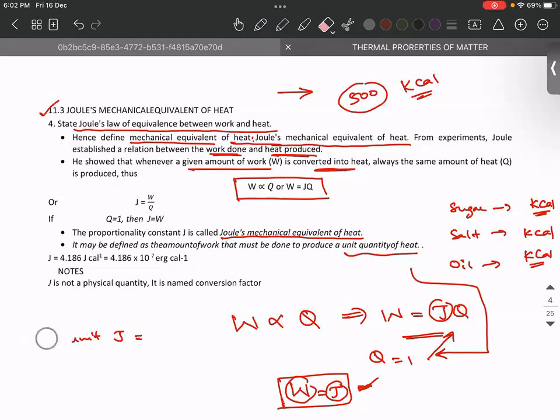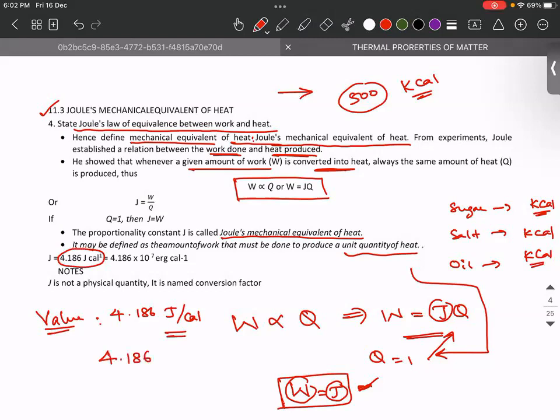It's not the SI unit actually. Its value can be taken as 4.186 joule per calorie, right? When you write this in terms of erg, you can write 4.186 into 10 power 7 erg per calorie, since 1 joule is 10 power 7 erg.